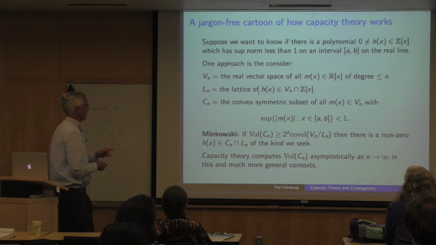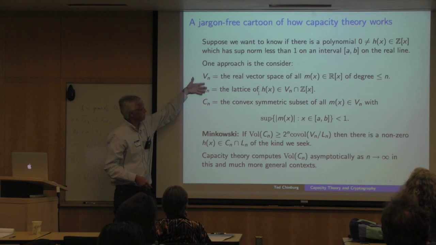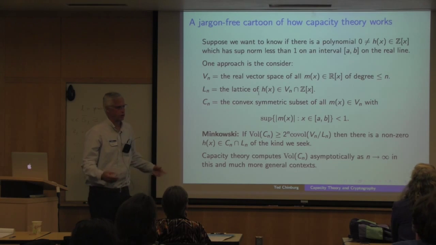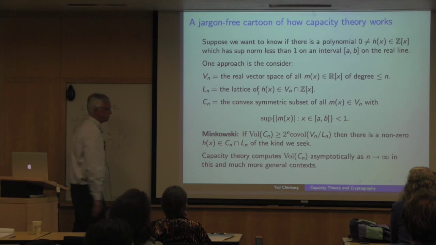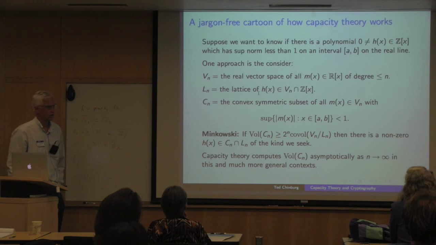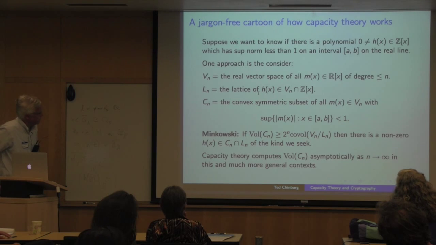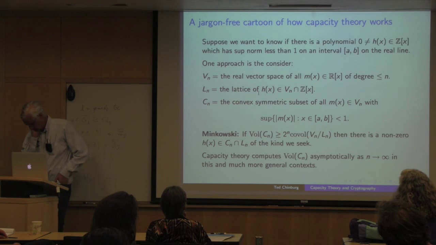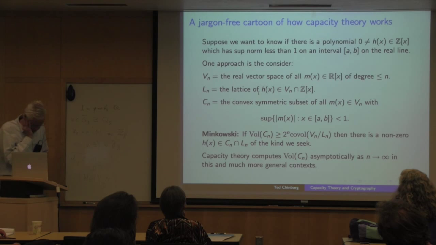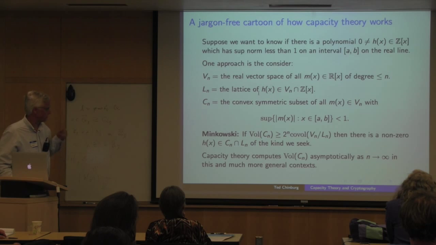And so you can say, well, if the volume of this thing is big in comparison to the whole volume of the lattice, which is 1, then there has to be a lattice point. And what capacity theory does is it provides you a machine to compute those kinds of volumes. There's a method of computing those systematically. And what's interesting is that the sectional capacity defines a constant that says how quickly this grows.